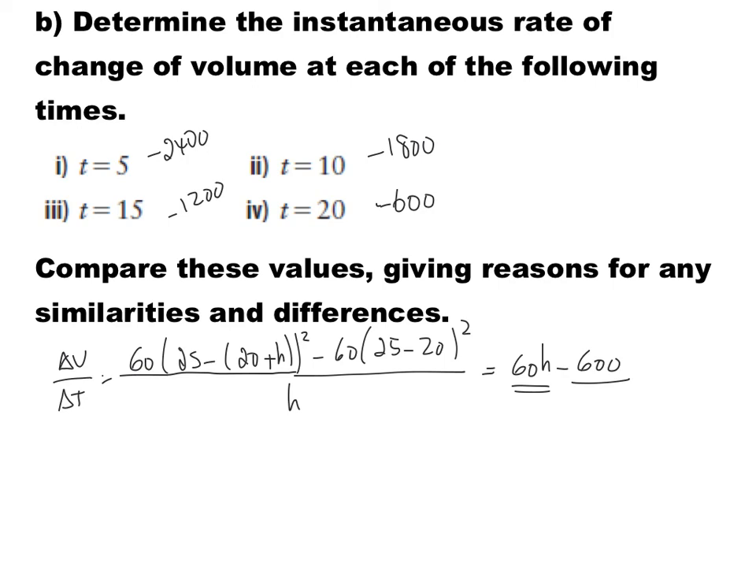The last part of the question says compare these values and see if there are any similarities or differences. As you can see, the instantaneous rate of change starts from negative 2400 and it goes up to negative 600. It is telling us that the magnitude of the rate of change is decreasing. And one of the reasons that we can give is that there is less oil which is going to be drained. That's why the rate of change is decreasing.